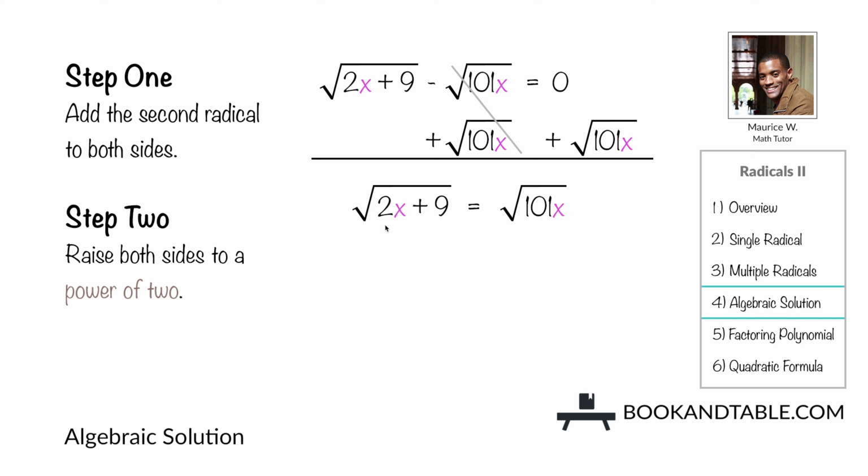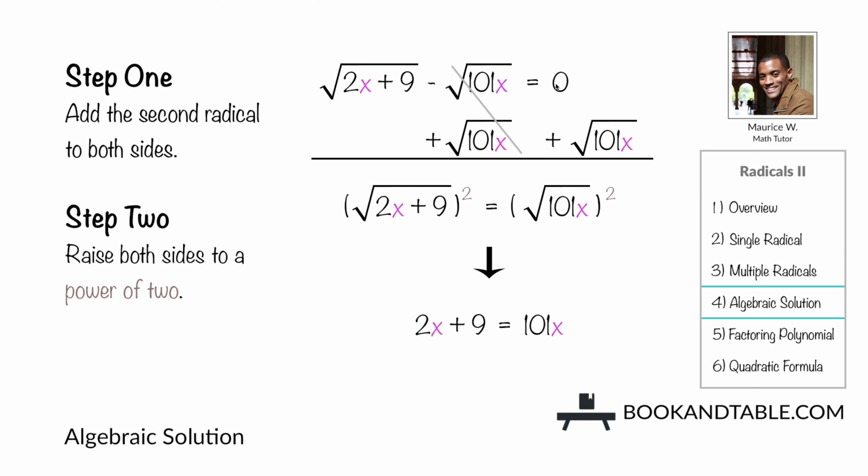That leaves you with the square root of 2x plus 9 is equal to the square root of 101x. To get rid of this radical sign, you want to raise both sides to a power of 2. This actually removes both radical signs at the same time. This only happened because our constant here was 0.